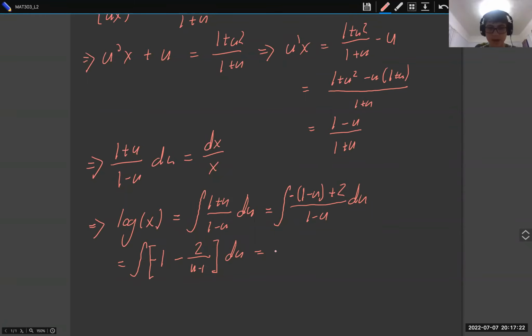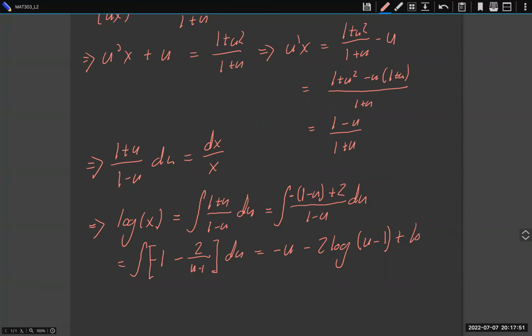Would it be negative u minus 2 log of the absolute value of u minus 1? Yeah. Because we're doing this constant trick, we don't have to do absolute values when we integrate it, although that's more correct. And then we're going to add a constant. And what's the constant going to be? Log of c? Yeah, because we're about to exponentiate, since we have log x here.